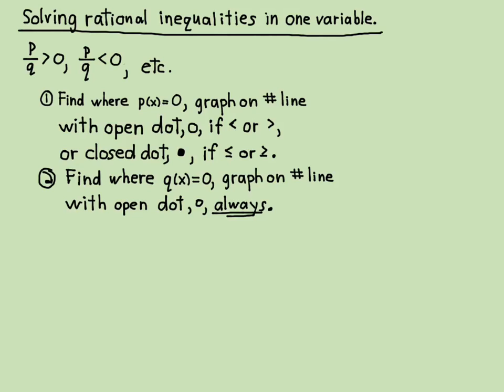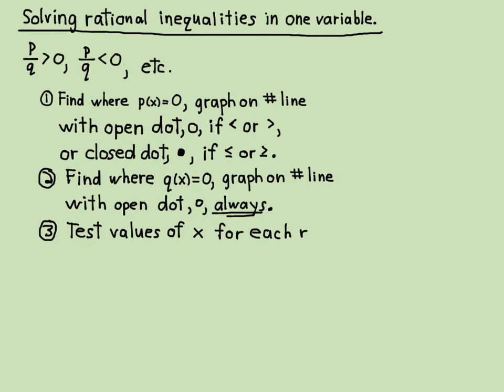When the denominator is 0, you always have an open dot. The reason is that you can't divide by 0, so the point where you would divide by 0 can't be a solution of the inequality, okay? Because it doesn't make any sense. You're dividing by 0.